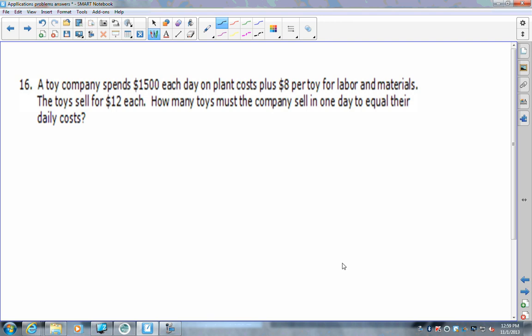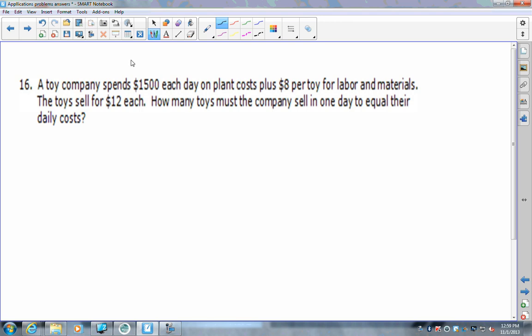All right, number 16. A toy company spends $1,500 each day on plant costs plus $8 per toy for labor and materials. They sell each toy for $12 each. How many toys must a company sell in one day to equal their daily costs?